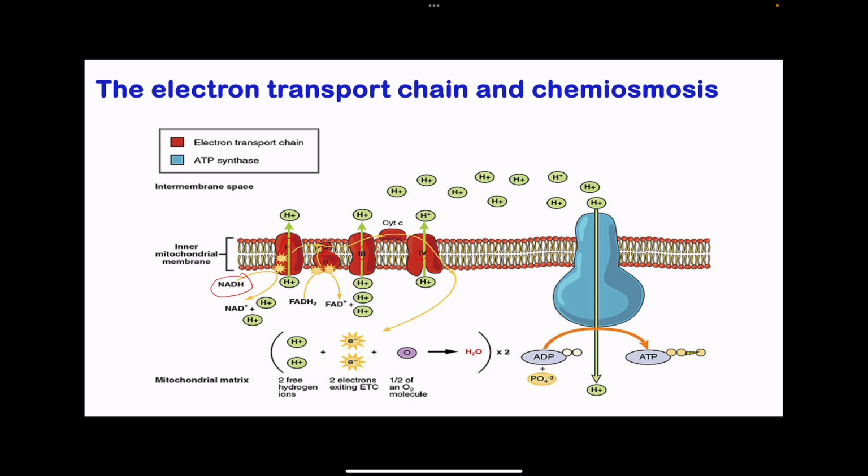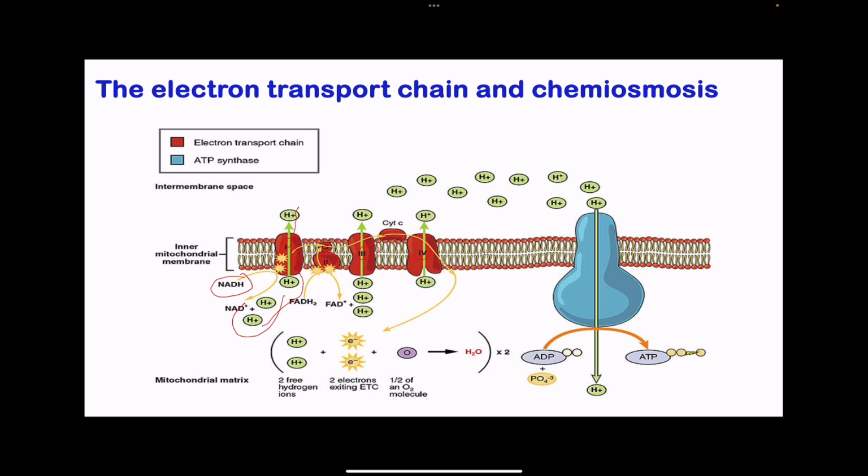When they arrive, they give off the electrons to the first molecule, and then the hydrogens are going to be lost into the matrix where they're going to accumulate a little bit. Electrons delivered to the first complex are going to go through to the next complex and energy is going to be given off. That energy is going to be used to actively pump the protons through the inner mitochondrial membrane into the intermembrane space where they are going to accumulate.